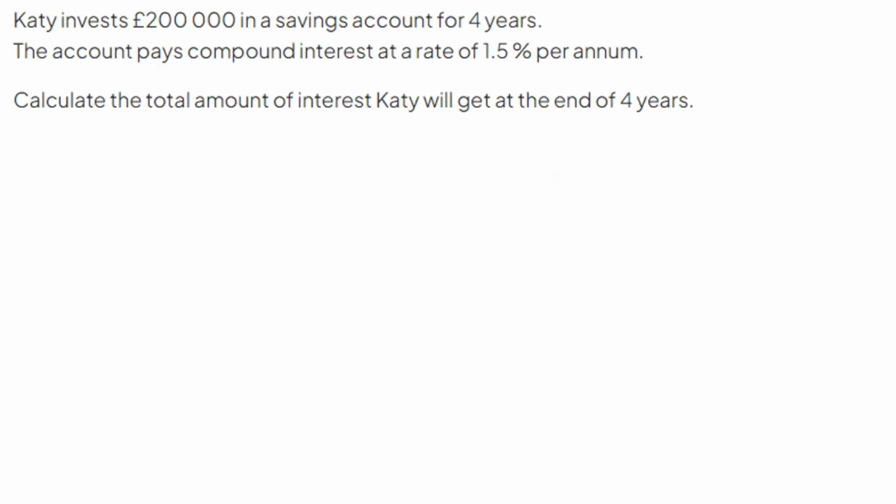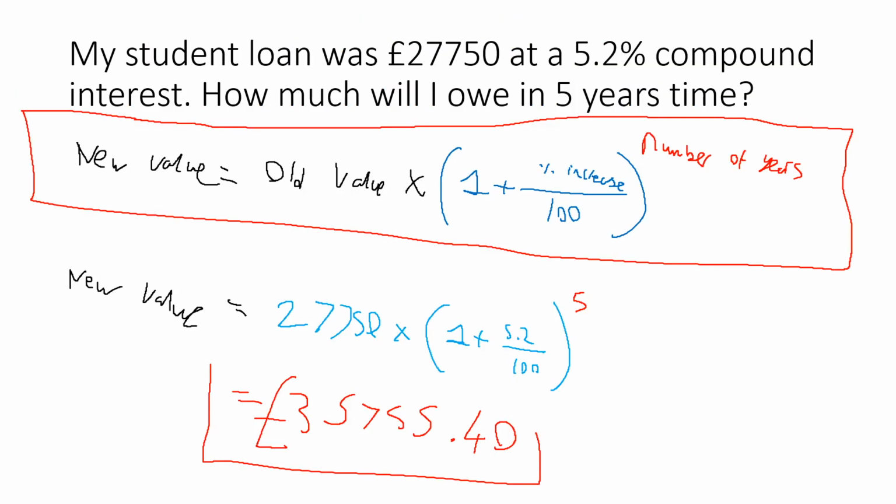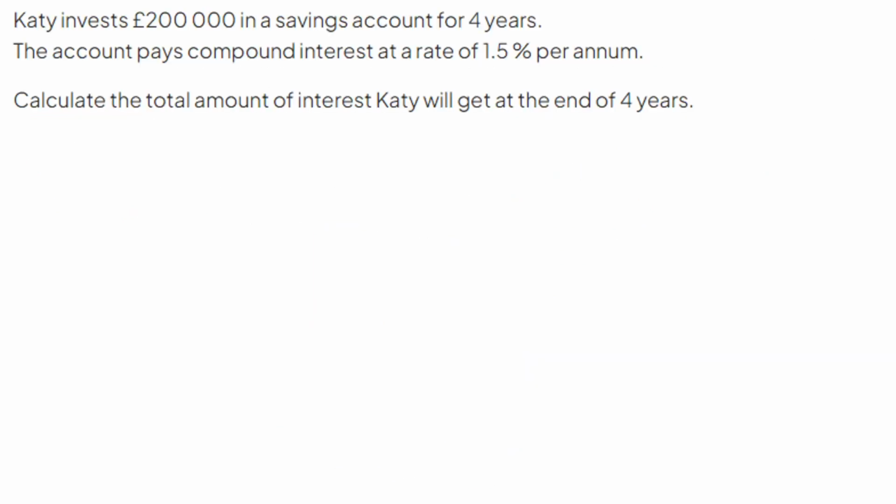But let's look at an exam question. Katie invests $200,000 in a savings account for 4 years. The account pays compound interest at a rate of 1.5% per annum. So calculate the amount of interest Katie will get after 4 years. Again, let's take a look at the formula. New value equals old value times 1 plus percentage over 100, all to the power of number of years.